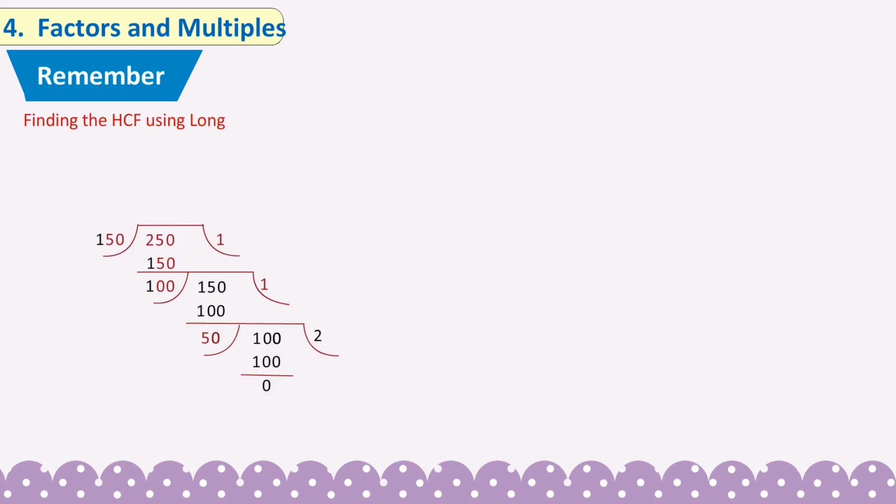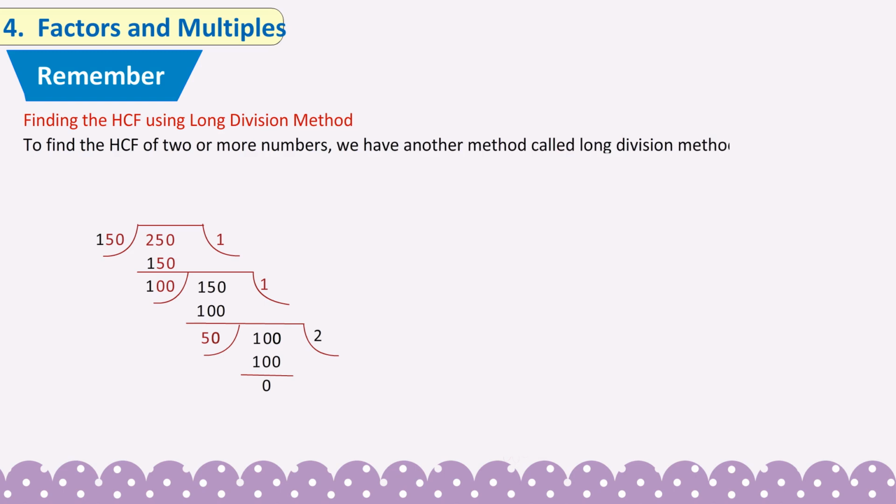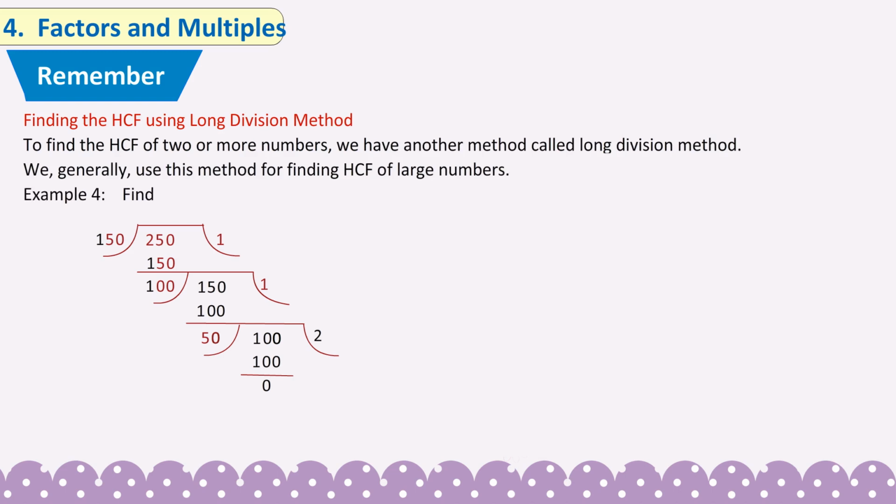Finding the HCF using long division method. To find the HCF of two or more numbers, we have another method called long division method. We generally use this method for finding HCF of large numbers. Example 4. Find the HCF of 150 and 250.